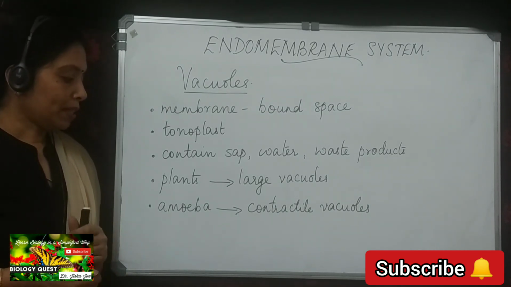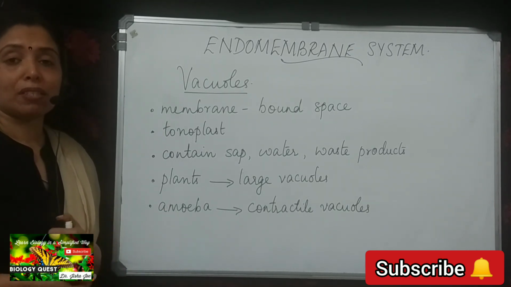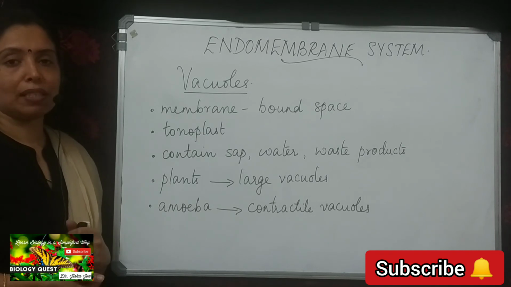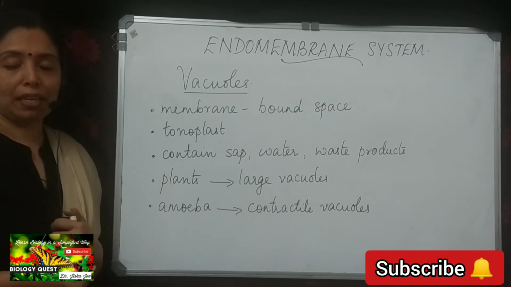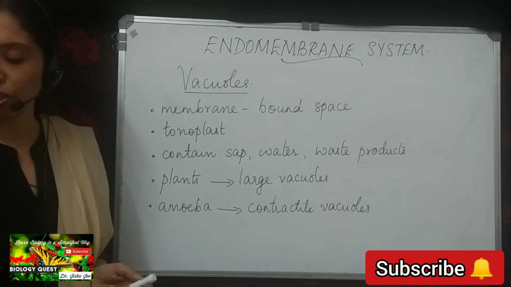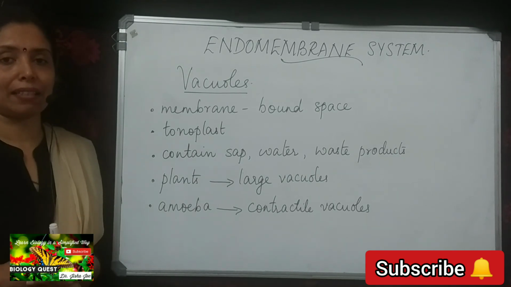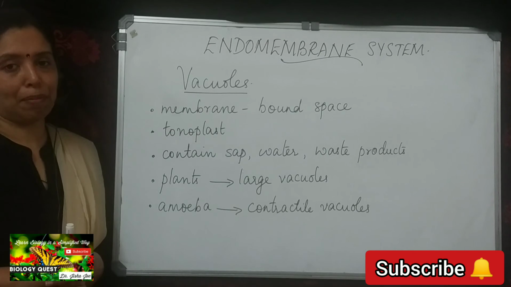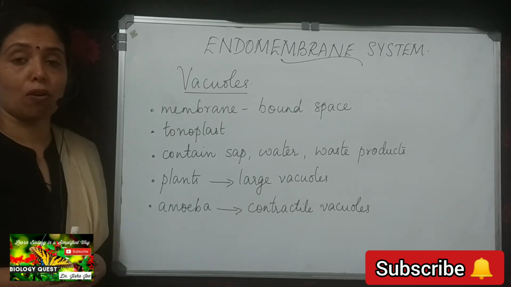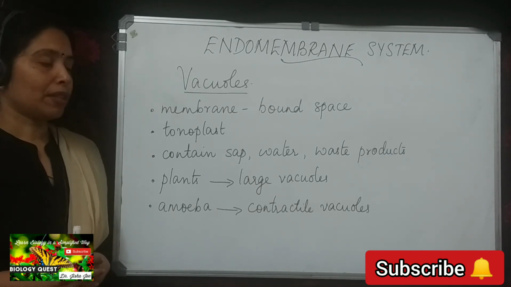Now, in the case of amoeba or protistans, you can see a type of vacuole called the contractile vacuole. These contractile vacuoles are concerned with osmoregulation. What is meant by osmoregulation? Osmoregulation is the maintenance of the osmotic pressure inside the cell. So the contractile vacuoles present in the amoeba and other protists help in maintaining the osmotic pressure of the cell. So that is with regard to vacuoles.